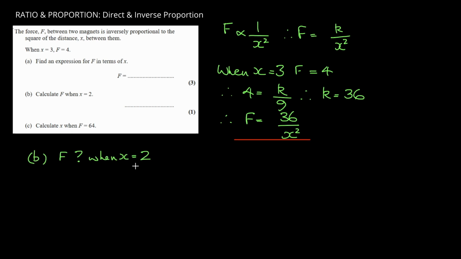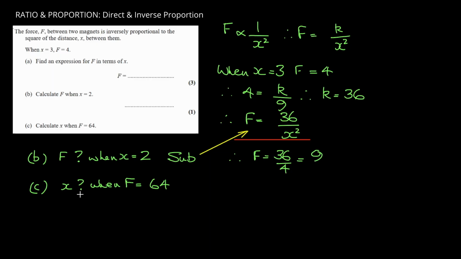So part B, they've asked find F when x is equal to 2. So all we have to do is substitute into our master equation, and we get F equal to 36 over 4, which is equal to 9. And part C asks find x when F equals 64.